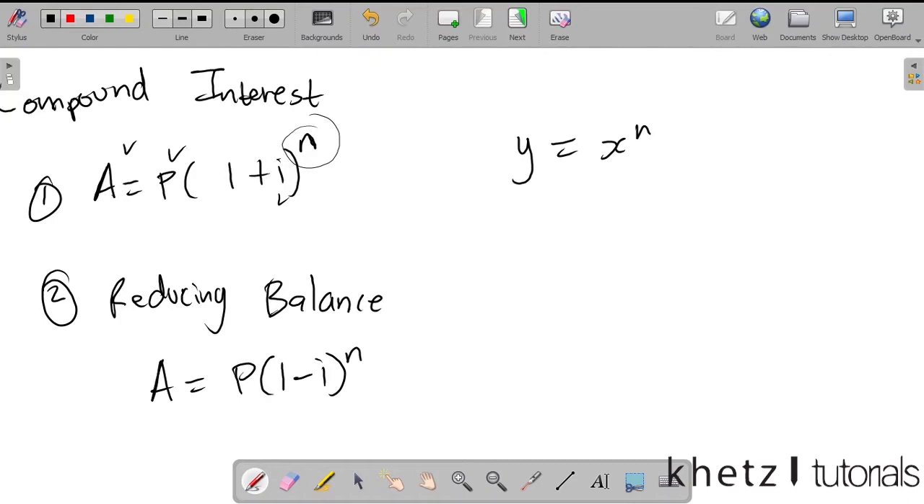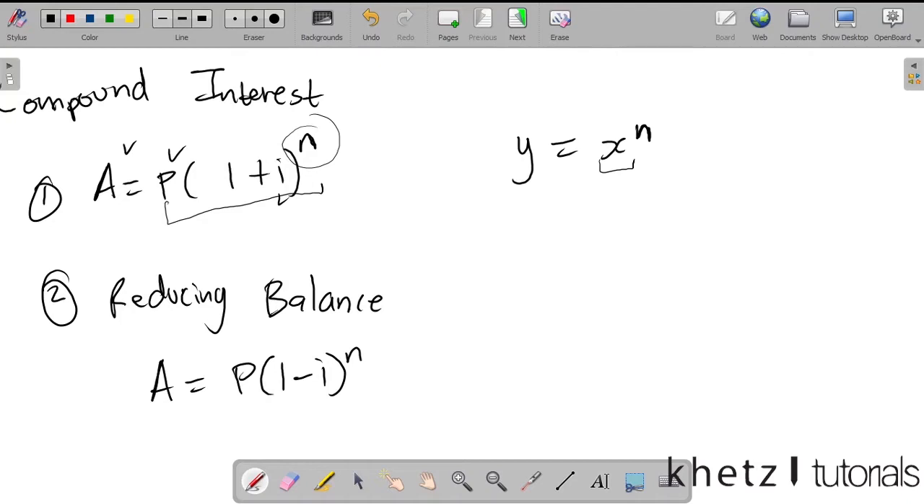So let's say A is Y in this case, and P, all of this basically is just X, which is indicated by that. And you have that same N over there. Now let's say you have Y and you have X, and you also need to find N. How would you exactly do that?